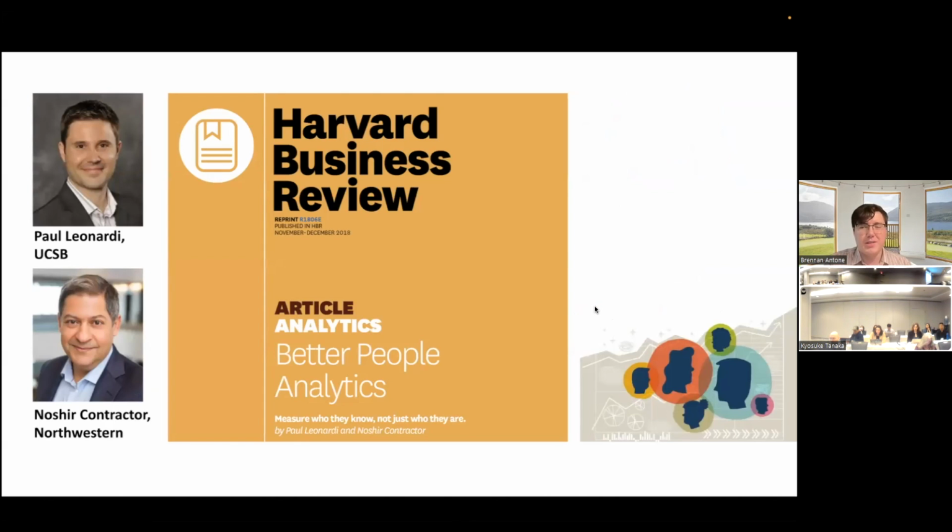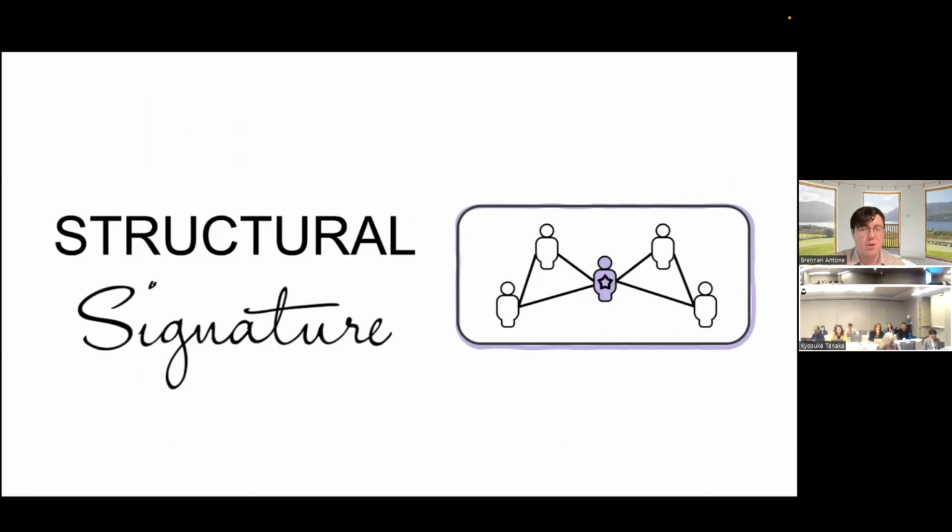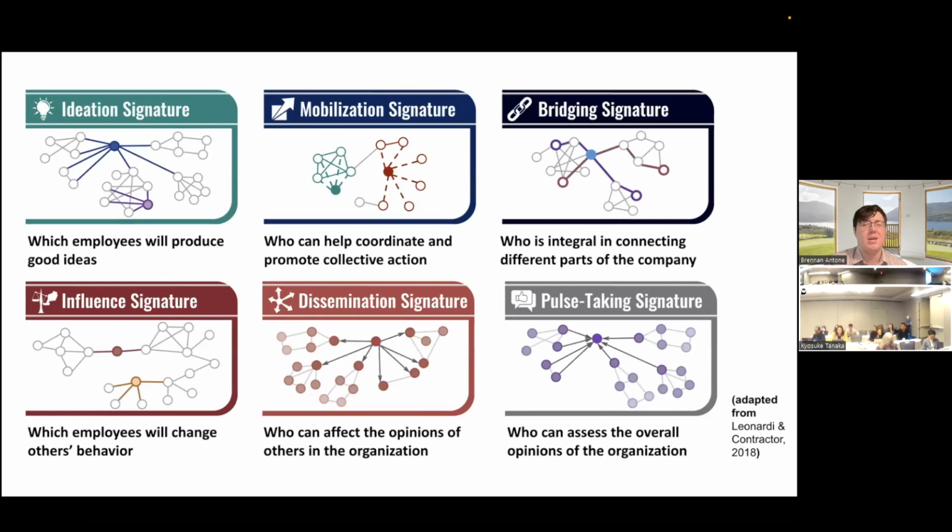This exercise builds on and was inspired by a Harvard Business Review article that Paul Leonardi authored with Noshir. And essentially part of the article was how do we think about networks in organizations, and trying to make network thinking and network insights more accessible to people. And that's where they coined this concept of structural signatures, properties of networks that say what the network enables or what the network constrains. So these are 6 of the signatures that we present in the report.